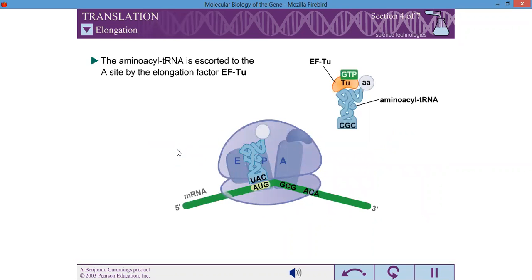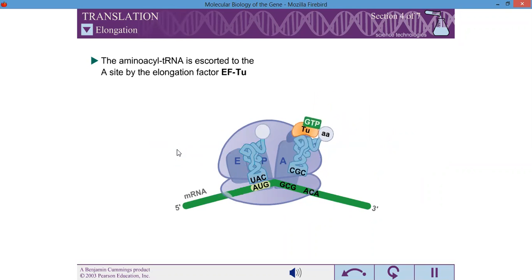First, a charged tRNA is bound by EFTU and is brought to the ribosome A site as an EFTU GTP amino acyl tRNA complex. The tRNA anticodon binds the mRNA codon, and EFTU hydrolyzes its GTP, and the resulting EFTU GDP is released from the tRNA.